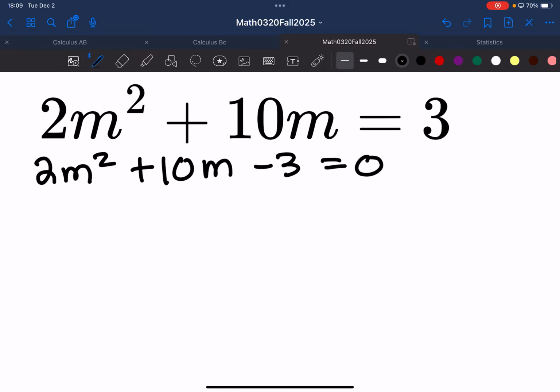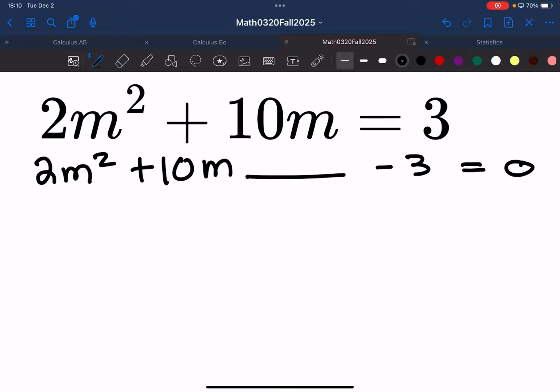Okay. Or if you wanted to do this kind of in one step here, remember we're going to, in the next step, leave a space where? Yes, between the 10m and the minus 3. So I'm just going to go ahead and make this all one step here. It would be plus 25 minus 3 minus 25.